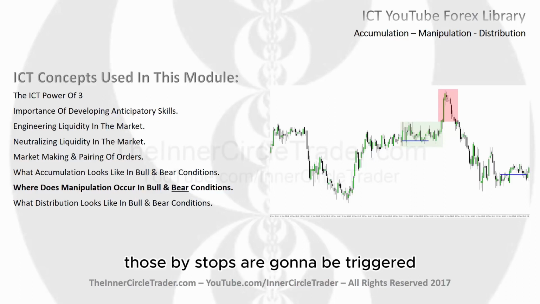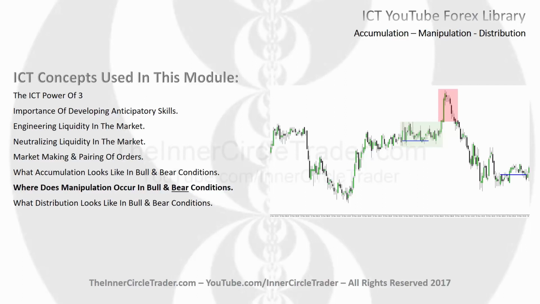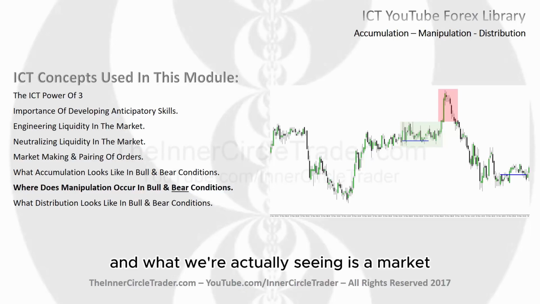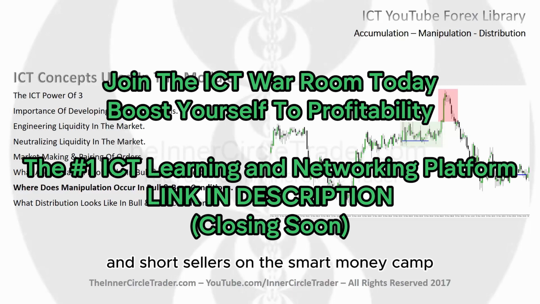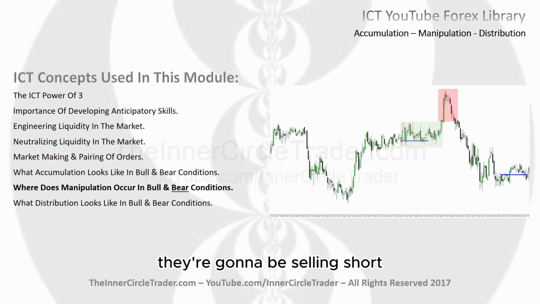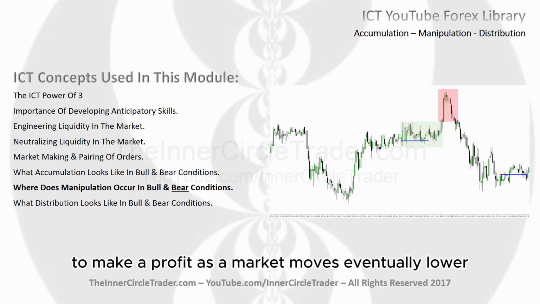Those buy stops are going to be triggered. Anyone that's short is now allowed to be profitable in the move going lower. So they're neutralizing their shorts by hitting their buy stops. Also, breakout artists that see that equal high to the left of the chart and the consolidation, that move out of that, they would be buying that on a breakout, or trying to buy strength in their eyes. Both are incorrect. What we're actually seeing is the market driving higher to pair traders to buy at a high price, and short sellers in the smart money camp are going to be selling short to those individuals that want to buy at a high price, to make a profit as the market moves eventually lower.